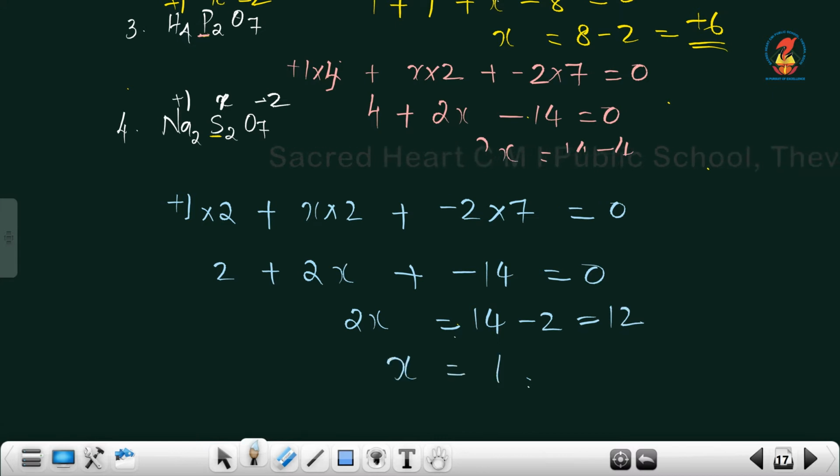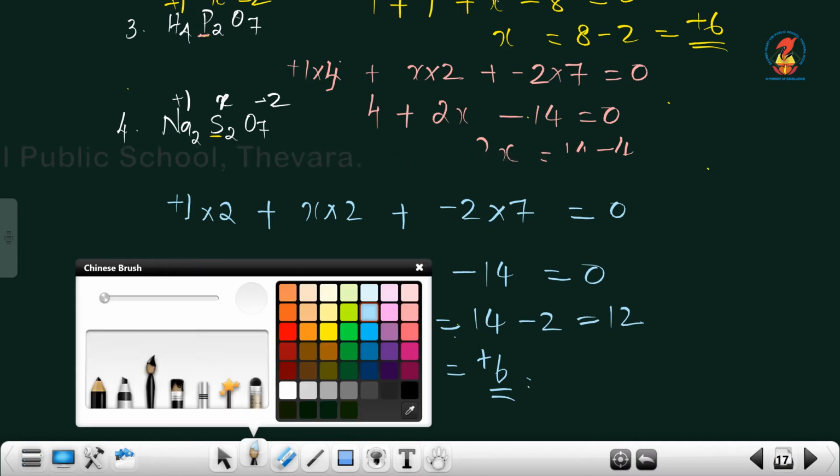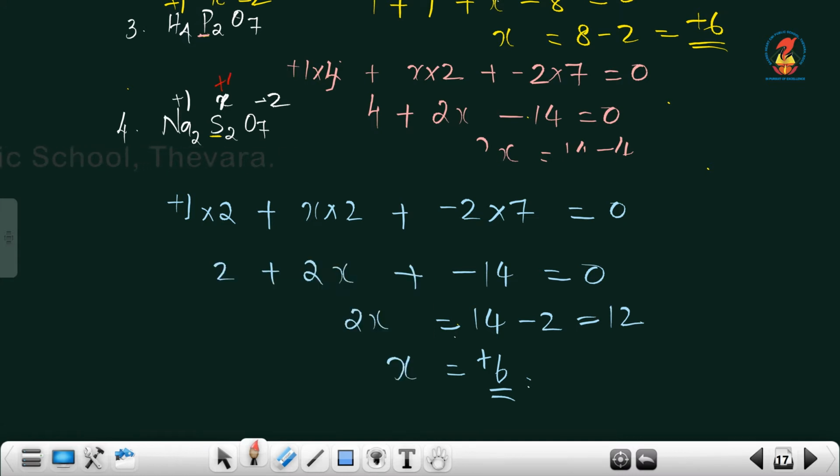So x equal to 6. So the sulfur oxidation state that we are getting here is plus 6. What is the oxidation state of the sulfur atom here? Plus 6.